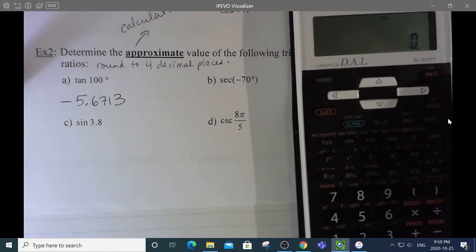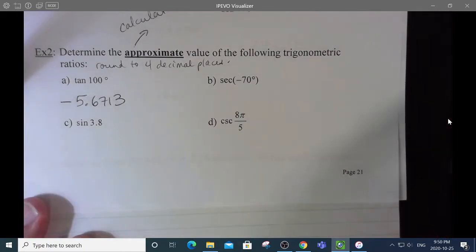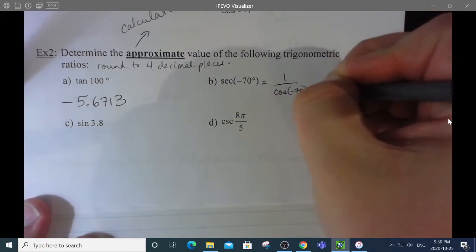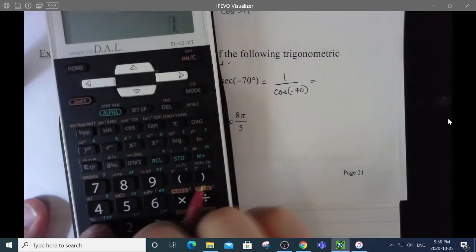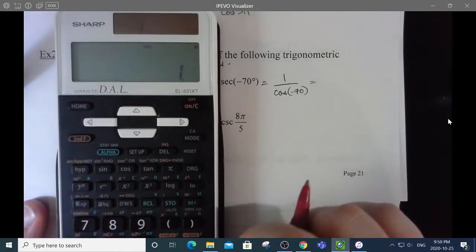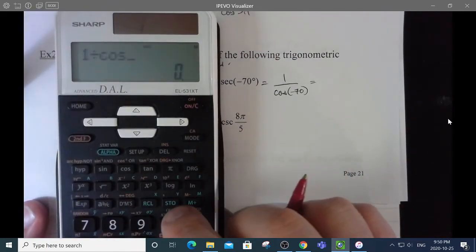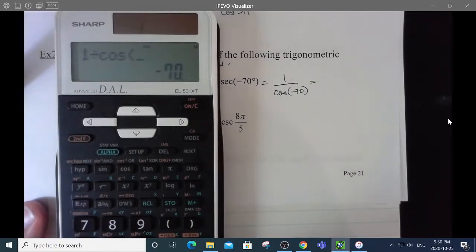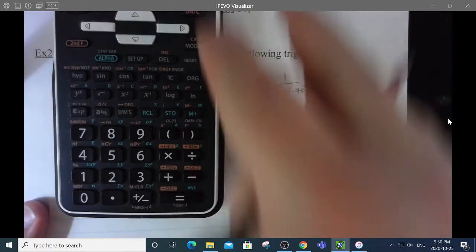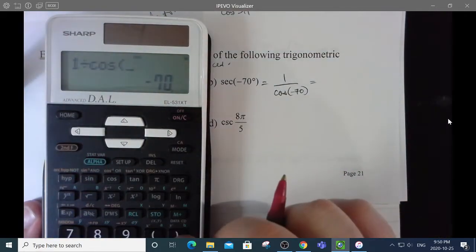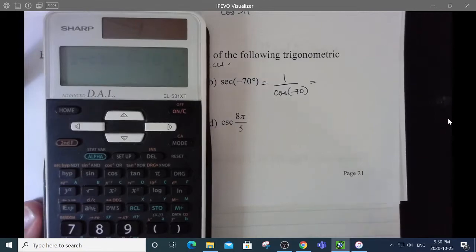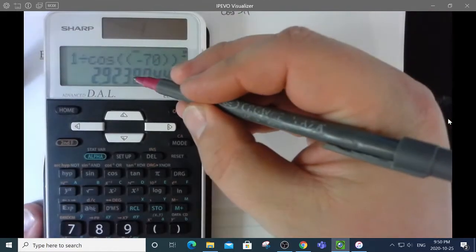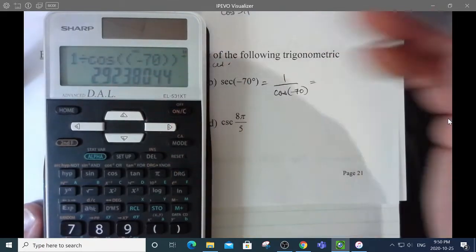Okay, secant of negative 70 degrees. Now, again, there's no such thing as secant on my calculator, so I'm going to have to go 1 over cos of negative 70. So that's 1 divided by the cosine of, and I'm going to open a bracket here, negative 70. And again, remember I hit my negative button, not my subtract button, because it wants a negative, not a subtract, and equals. And I get 2.9238, the thing after the 8 is a 0, so 2.9238.